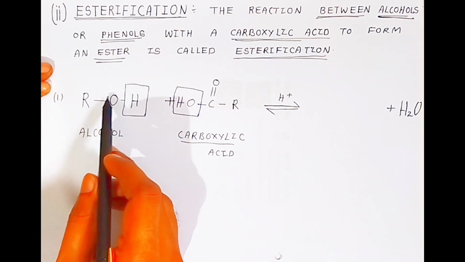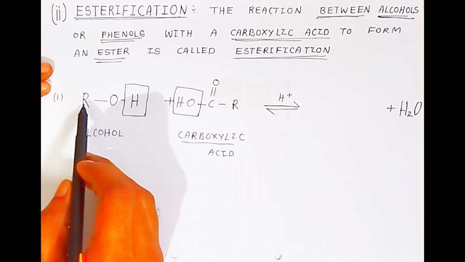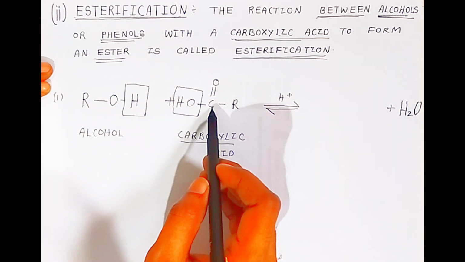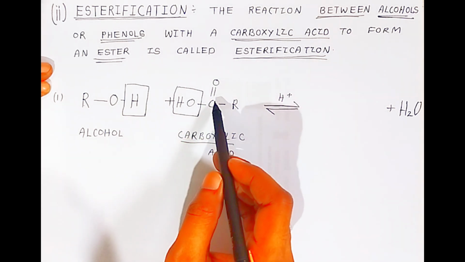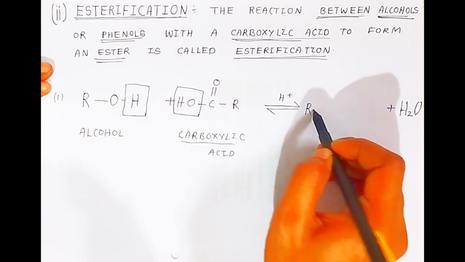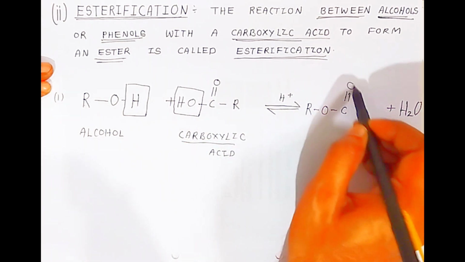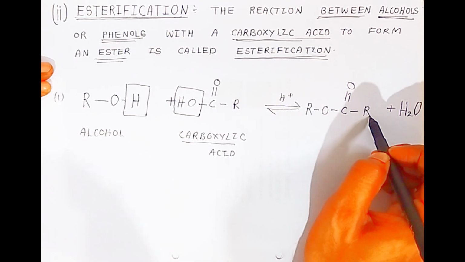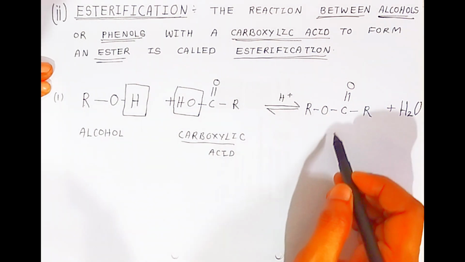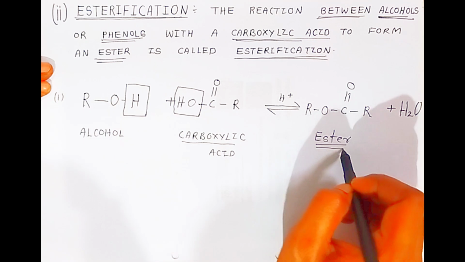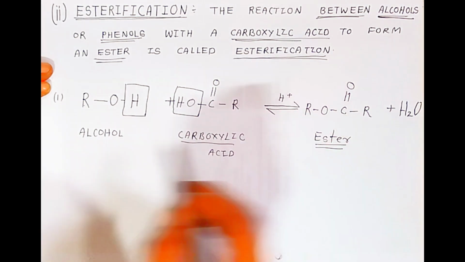Now what is remaining here is the alkoxide. Alkyl with oxygen is called alkoxide. Now it will join with the carbonyl of this carboxylic acid, like this, and it will form ester. This formation of ester is called esterification with alcohols.